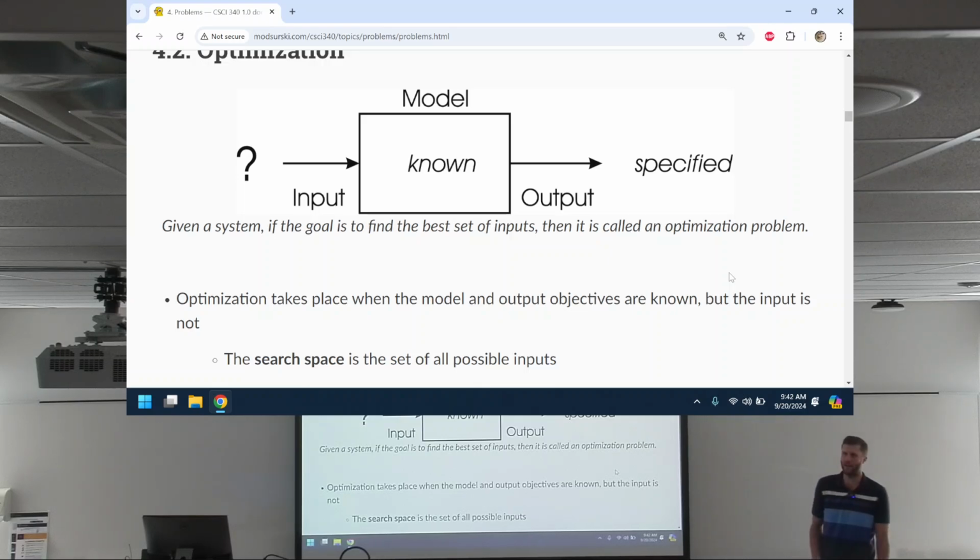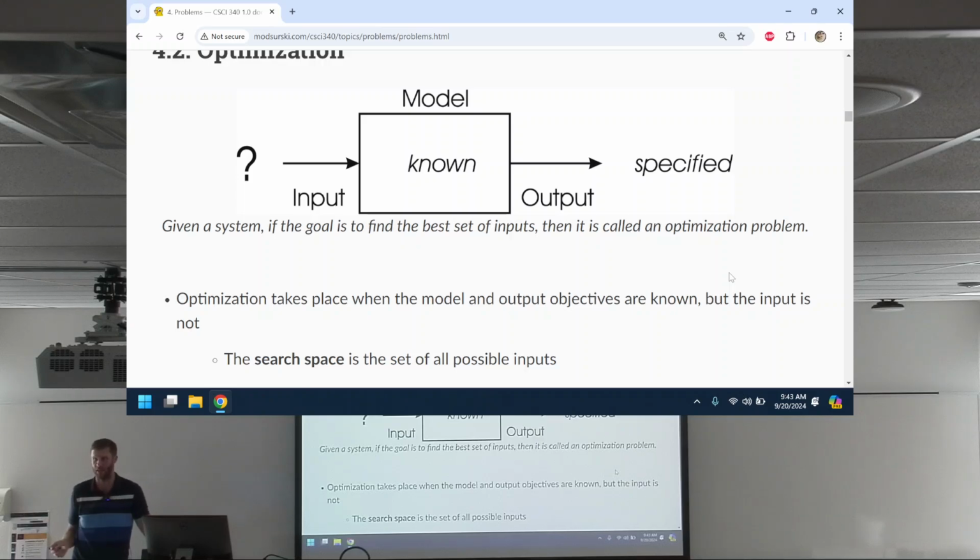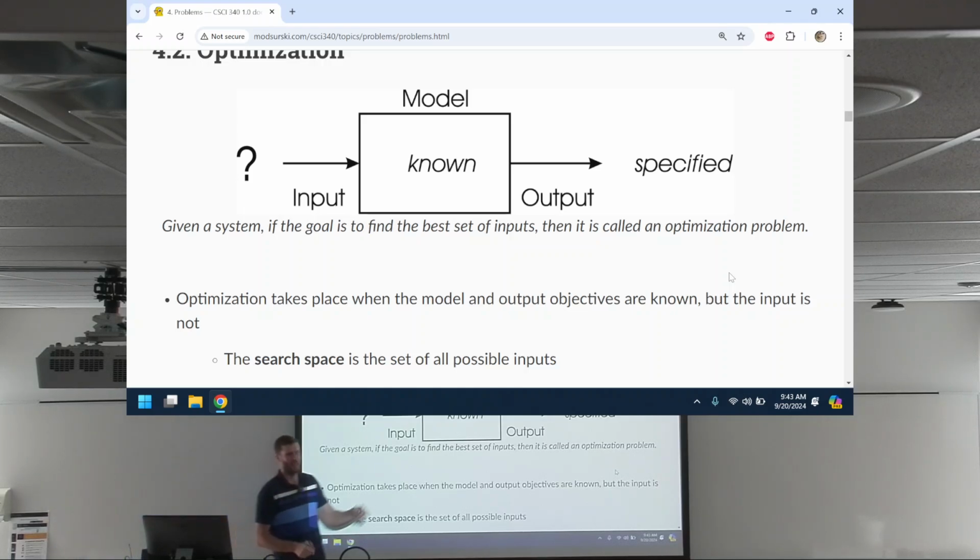Like, I want to find the fastest route to work. Well, I know how to calculate the total time. The model is simple. The output is, well, how long it took. I want to optimize the output, meaning I want to find the minimum total amount of time it takes me to get to work. So the input is all possible routes I could take to work. I want to find the best one. So my goal is to find the best input to calculate and find the best output. Make sense? So the search space is the set of all possible inputs.